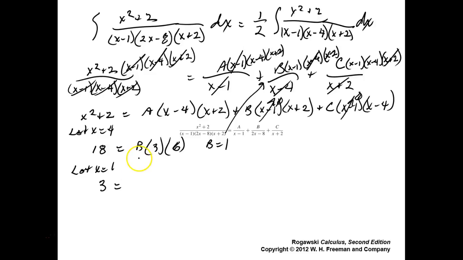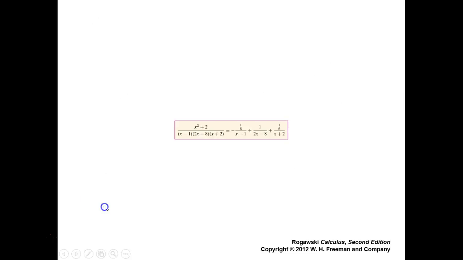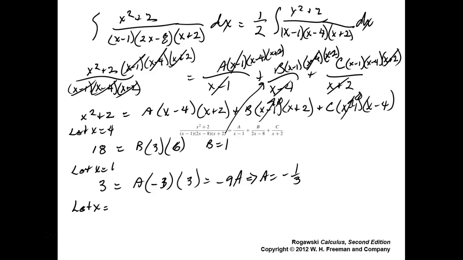Okay. So you have 3 is equal to a times negative 1, you said? Right. Is that what you... No, negative 3. Right. X equal 1. Okay. And that would be negative 3 times 3. Okay, you're doing it all the way. Okay, that would be negative 9. Okay, negative 9a. So what's a equal to? Negative 1/3. Okay, and then finally we'll let x equal negative 2.